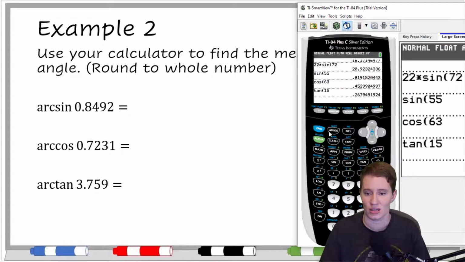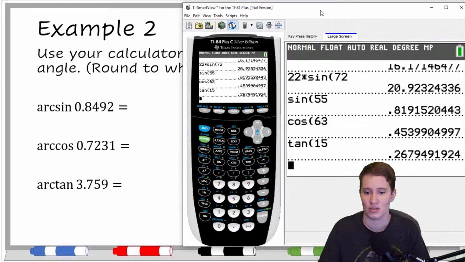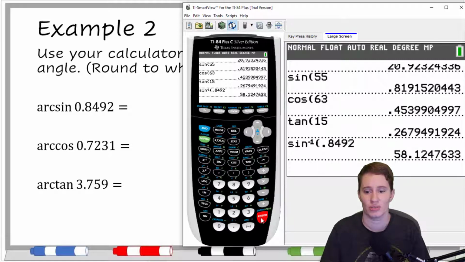So, arc sine. What we're going to do is use the second button and then press sine, which gets us the sine -1. Remember, arc sine and sine -1 are the same thing. So the inverse sine of 0.8492 is, we're in degree mode, 58.12 blah blah blah. It says round to the nearest whole number, so we'll just round to 58. Although it makes me uncomfortable to round to the nearest whole number, we'll do what the directions say.